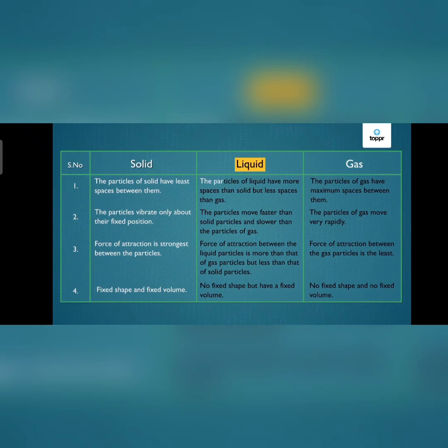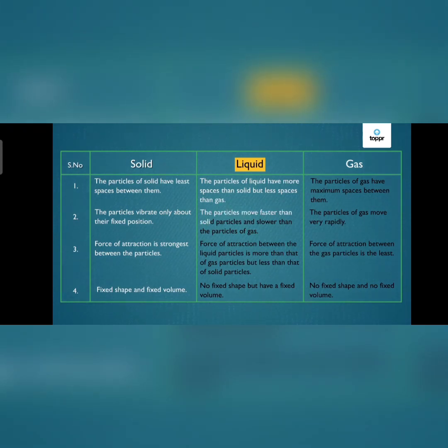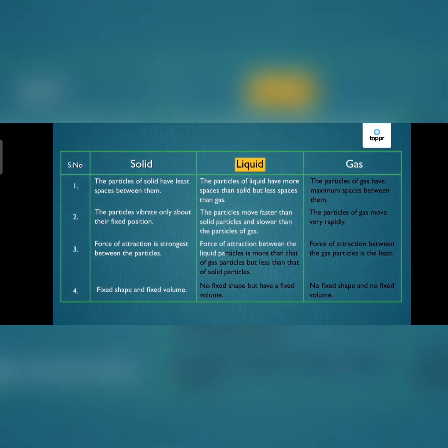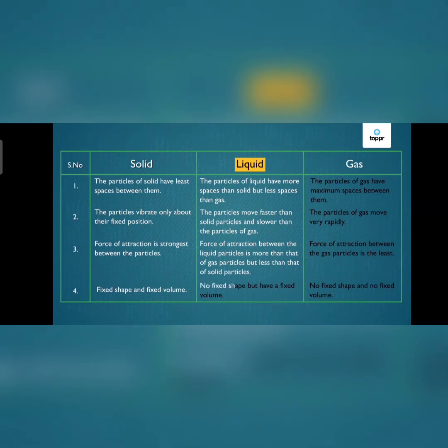Liquid. The particles of liquid have more spaces than solid but less spaces than gas. The particles move faster than solid particles and slower than the particles of gas. Force of attraction between the liquid particles is more than that of gas particles but less than that of solid particles. Liquids therefore have no fixed shape but have fixed volume.